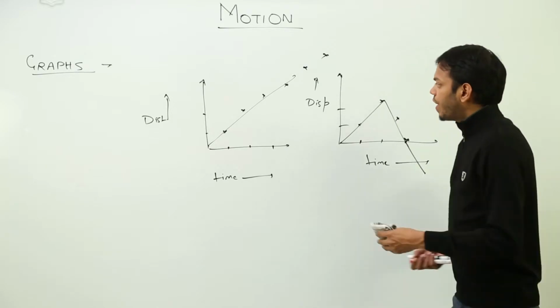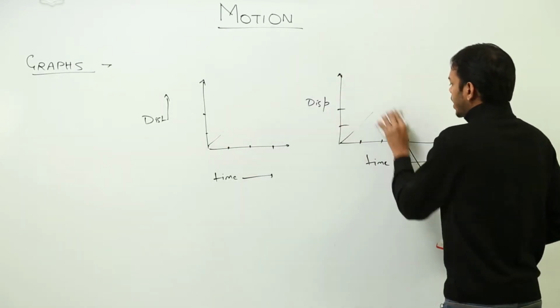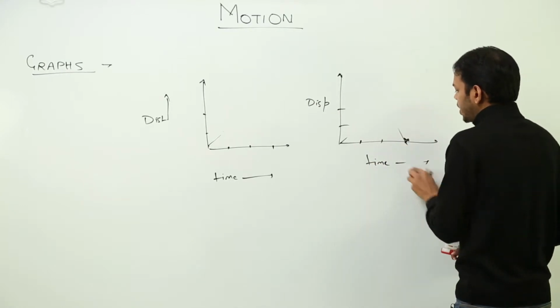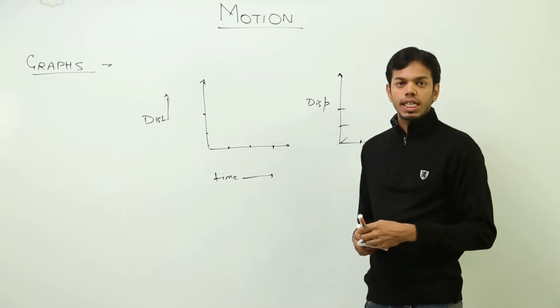Okay. So if I have to represent an object which is moving with a constant velocity or constant speed, how should I represent it? Let's start with this case. Then the object is at rest.